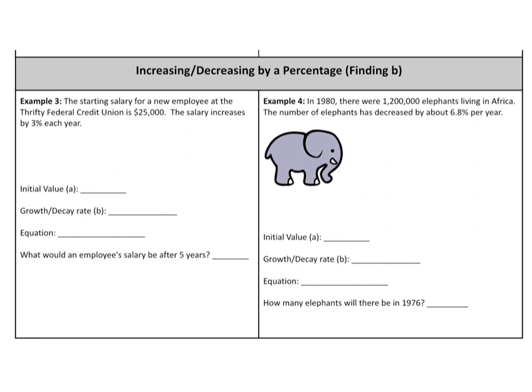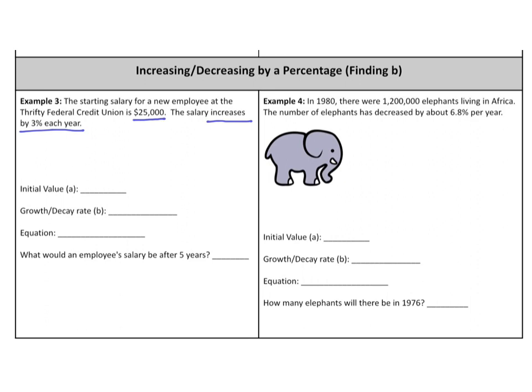So let's look at example number 3. It says the starting salary for a new employee at the Thrifty Federal Credit Union is $25,000. The salary increases by 3% each year. This example doesn't give us everything we need to know. We also need to look at the word increases. This is going to tell us whether we have growth or decay. So always look out for those words, either increases or decreases or grows or shrinks, so that we can tell whether there is growth or decay.